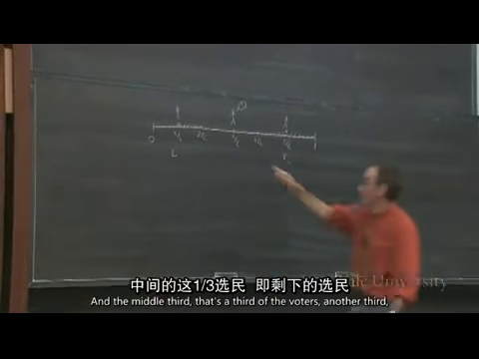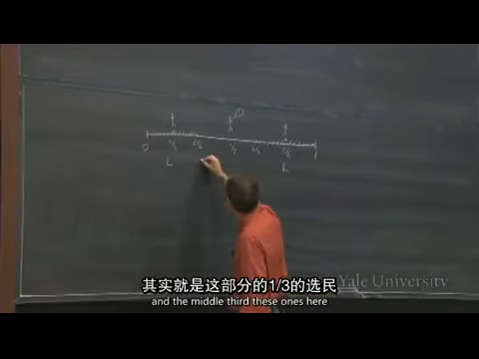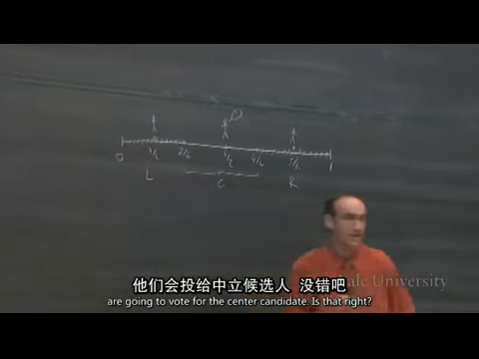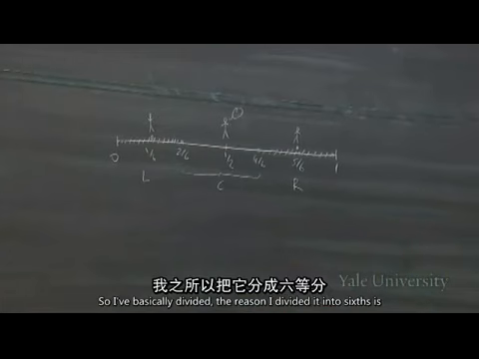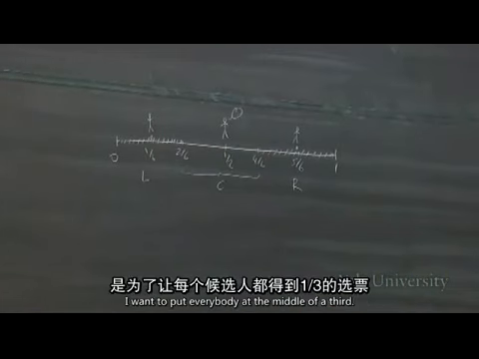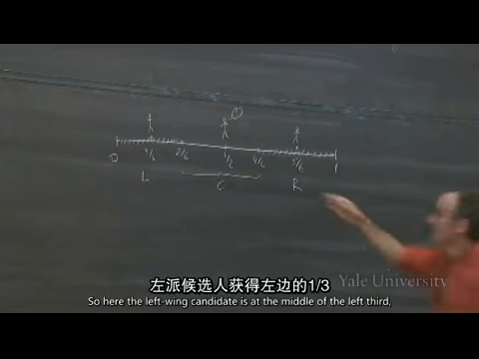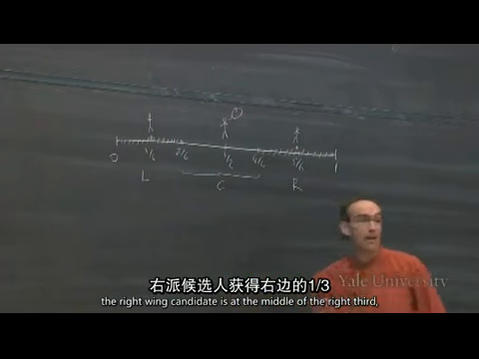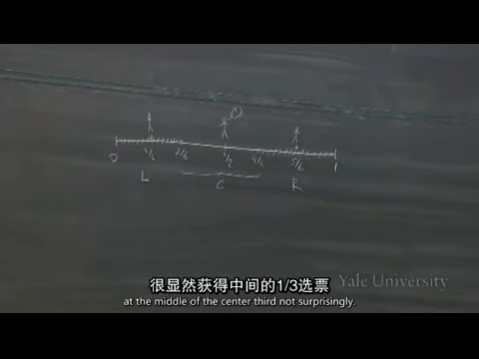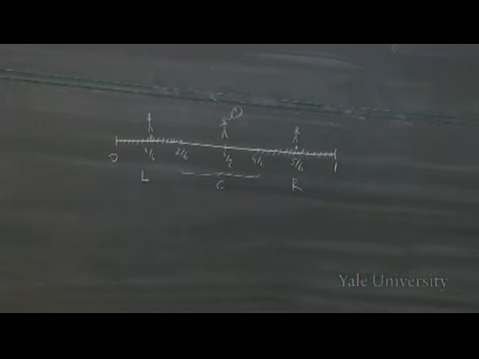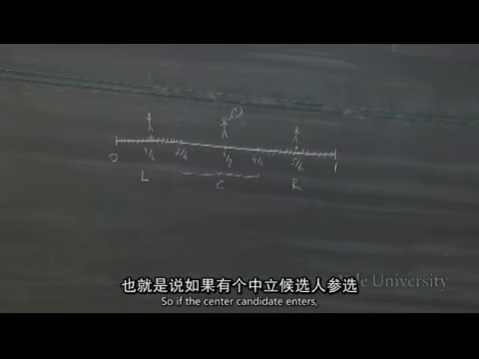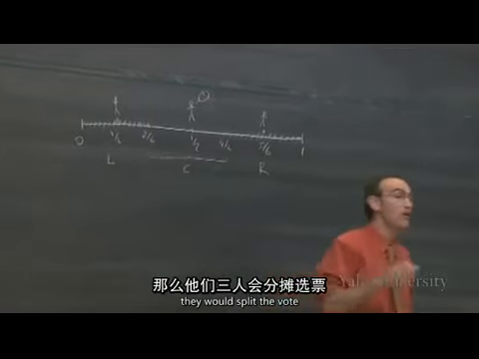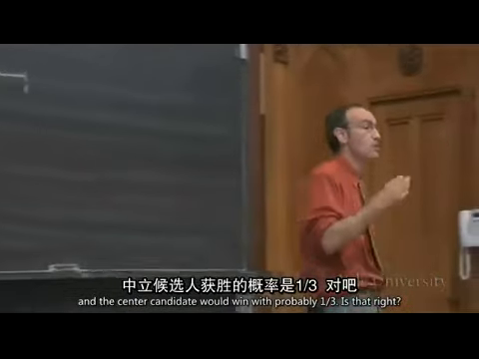And the middle third, that's a third of the voters, these ones here, are going to vote for the center candidate. Is that right? The reason I divided it into 6 is I want to put everybody at the middle of a third. So the left-wing candidate is at the middle of the left third, the right-wing candidate is at the middle of the right third, and the center candidate is at the middle of the center third, not surprisingly. If the center candidate enters, if they were exactly at 1/6 and 5/6, they would split the vote, and the center candidate would win with probability 1/3.